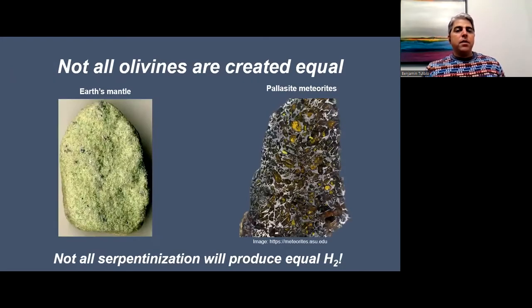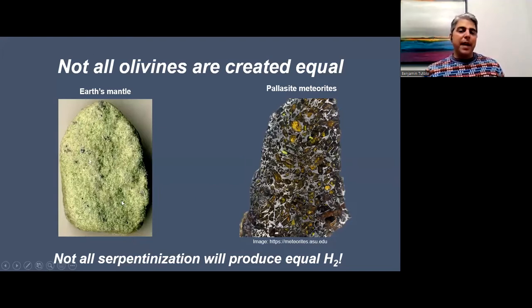Okay, so that's the story for the ancient Earth that we were able to come up with by combining mineralogical and crystallographic observations with thermodynamic calculations. Importantly, though, not all olivines are created equal. Earth's mantle, of course, has about 90% forsterite and 10% fayalite end member, but rocks like this pallasite meteorite, which many of us will have seen in gem shops or in museums, have olivine that is much, much richer in the fayalite end member than the terrestrial mantle, than Earth's mantle.